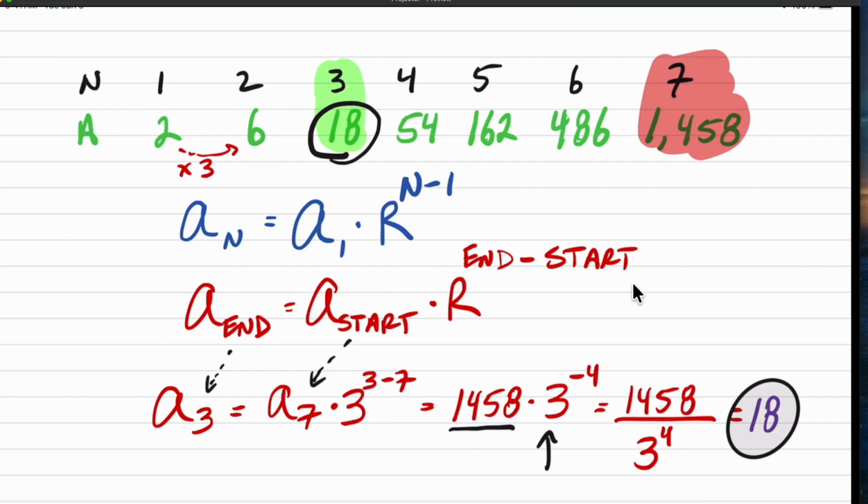This is really the way to think of the formula. The amount at the end n position is the amount at the starting n position, whatever it is, whether you're going 7 to 3, 2 to 7, 1 to 7, 0 to 7. It's always the end n value, end of the day, minus the starting n value, and that's in the exponent for your common ratio.